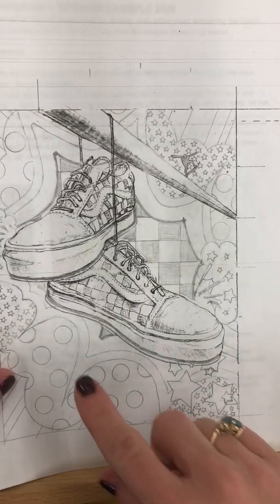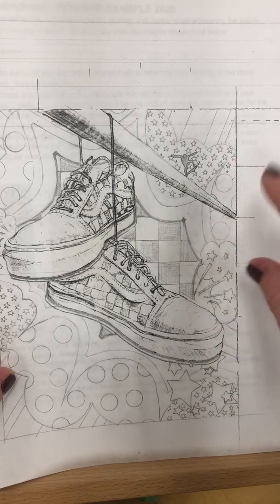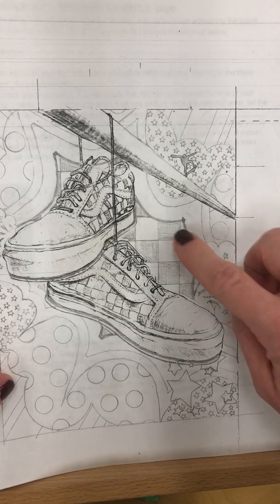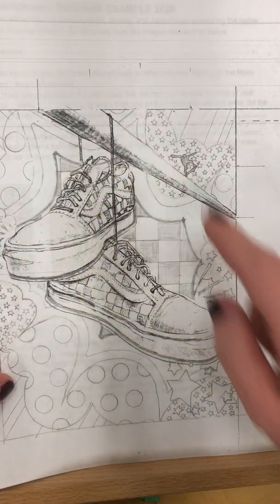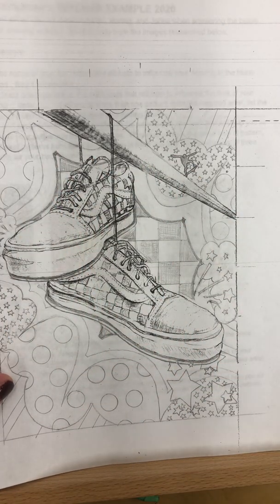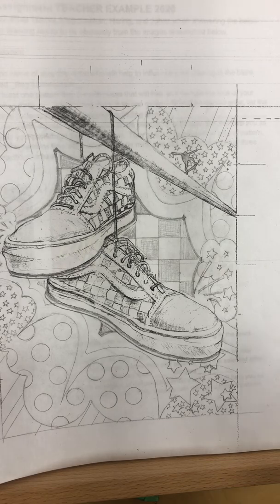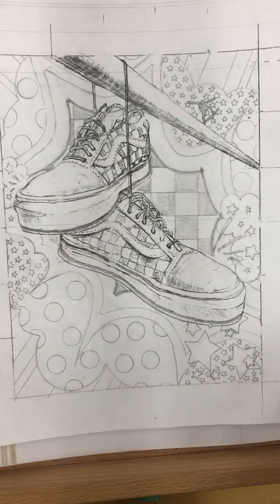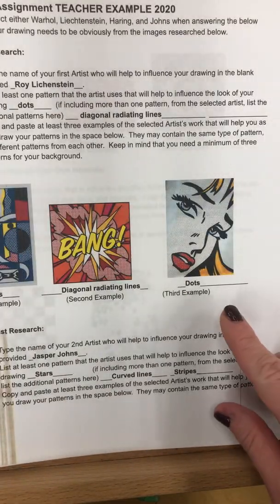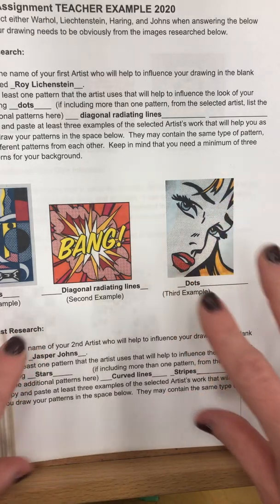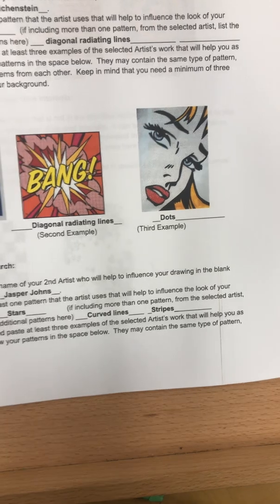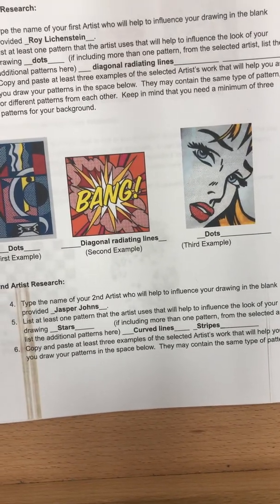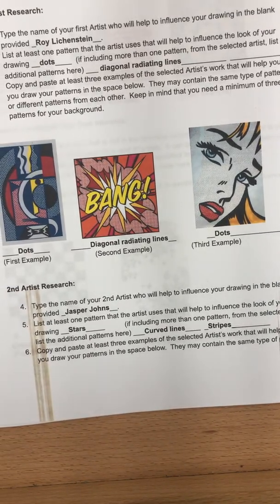So if you look at my drawing, I've got the little dots here. I have the radiating lines that are coming out of this. It almost looks like a word bubble that you would have in a comic strip, that's very similar to what he has done. So that's my example for him. And so the next artist that I'm choosing to research is Mr. Jasper Johns.